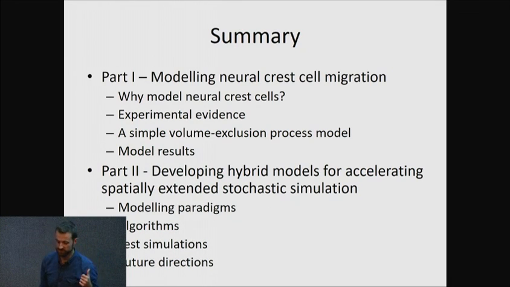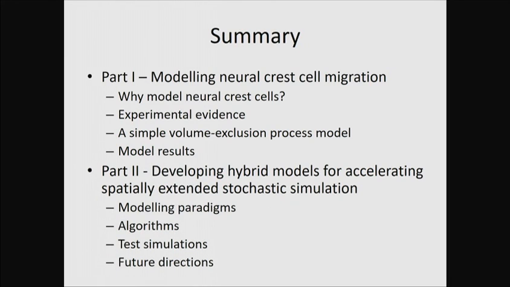So this is just a summary of what I've talked about today. It's in two parts. There was the first part, which is the biological background. We showed that actually a relatively straightforward mathematical model can give you some really interesting biological insights. And the second part was motivated by that, talking about how to develop these hybrid methods, different modelling paradigms, and how to come up with algorithms for how you can hybridize these two different types of modelling regime. And I tried to show that at least in some cases they actually work.